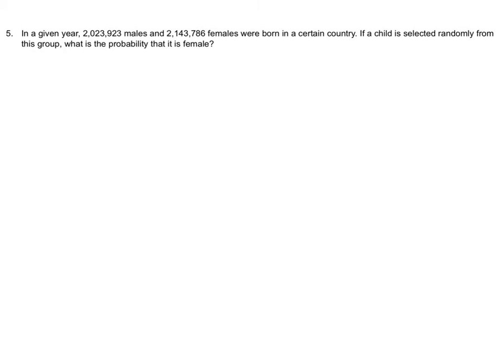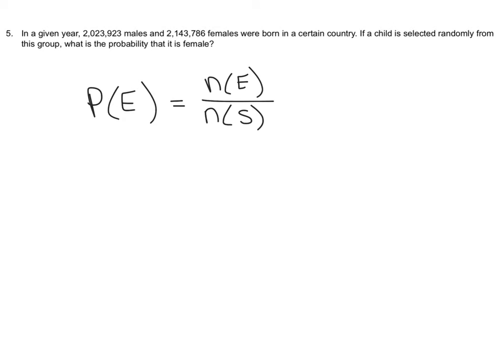Probability Part 2. In a given year, 2,023,923 males and 2,143,786 females were born in a certain country. If a child is selected randomly from this group, what is the probability that it is female? The probability is found by dividing the number of outcomes in an event over the total number of outcomes.